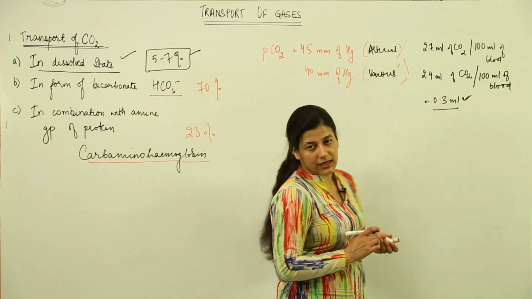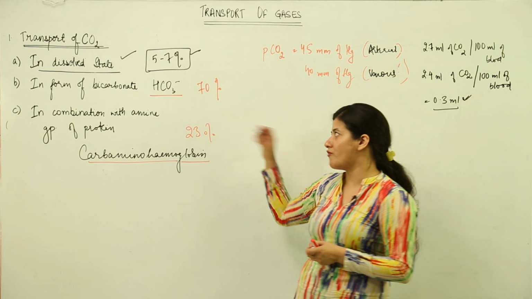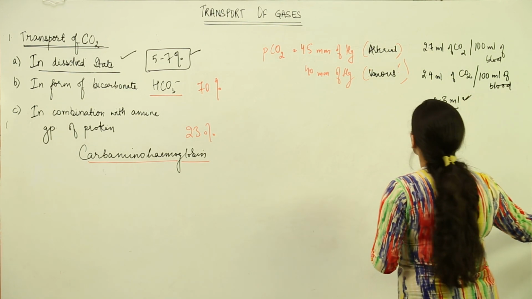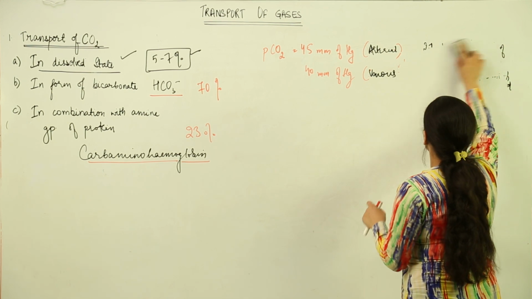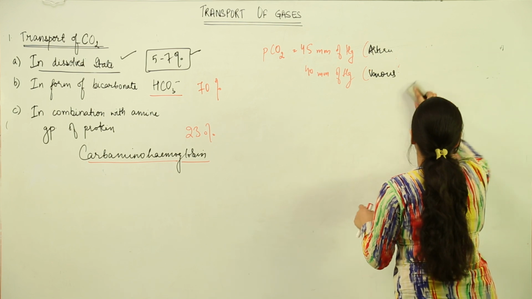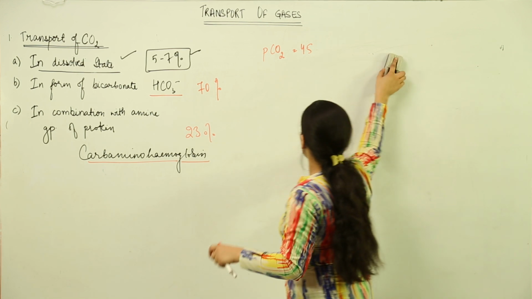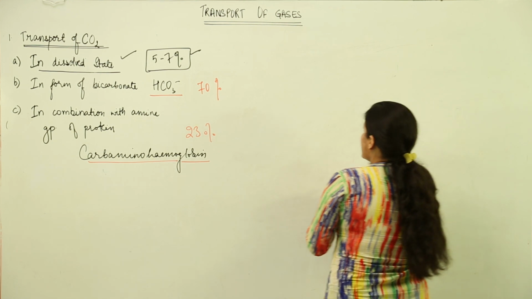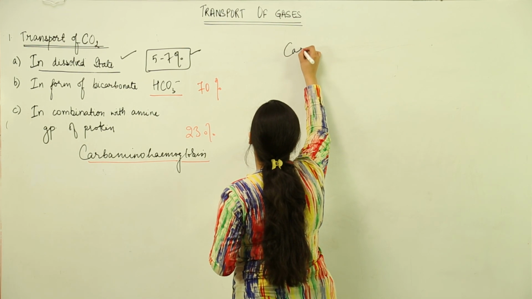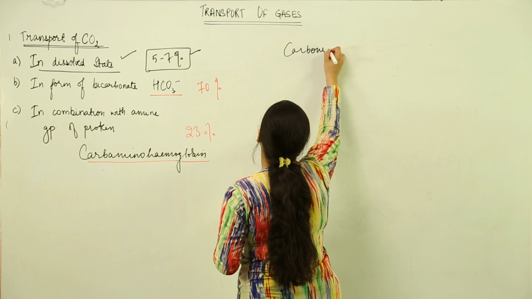Now coming to the second method, that is in the form of bicarbonate. Now what happens is that the carbon dioxide diffuses into the blood, goes into the RBCs, and in the RBCs there is the presence of a compound or enzyme that is known as carbonic anhydrase.